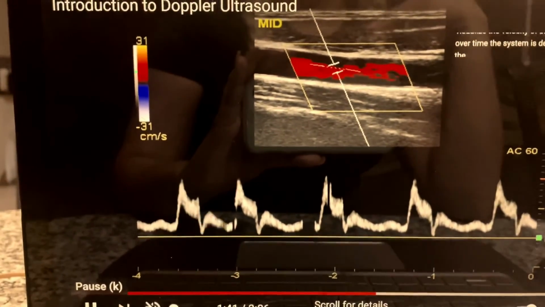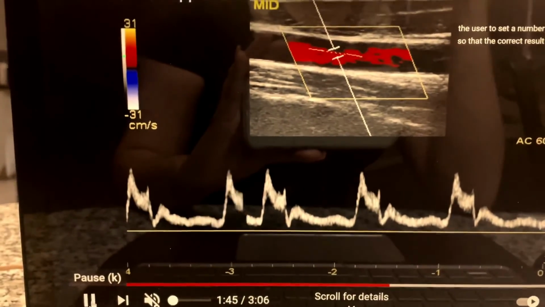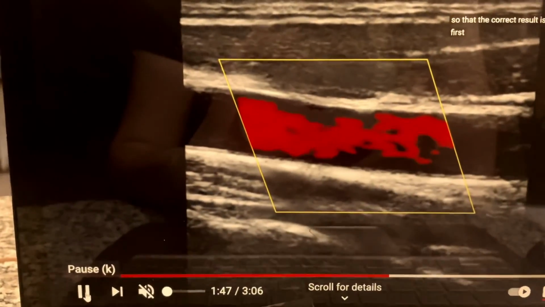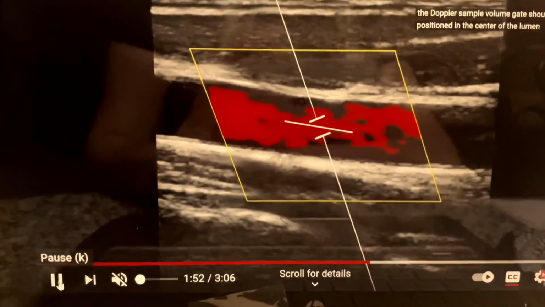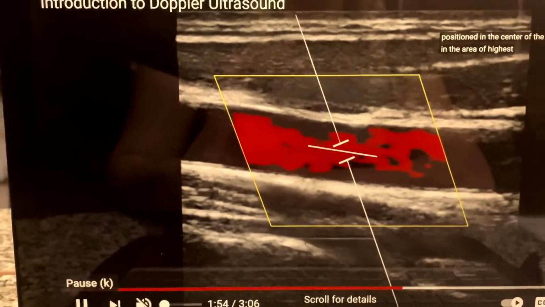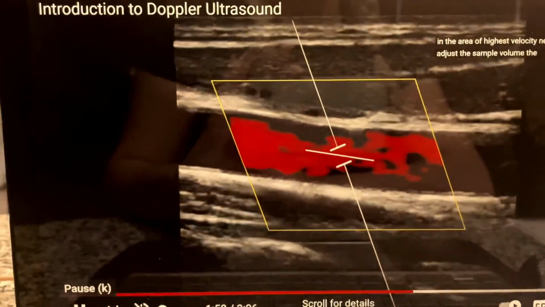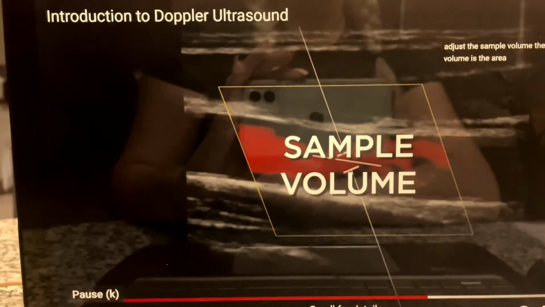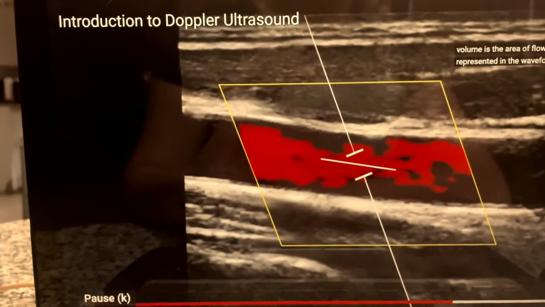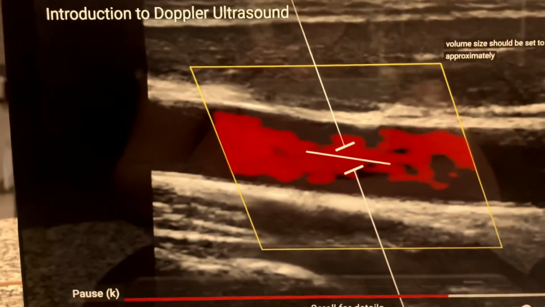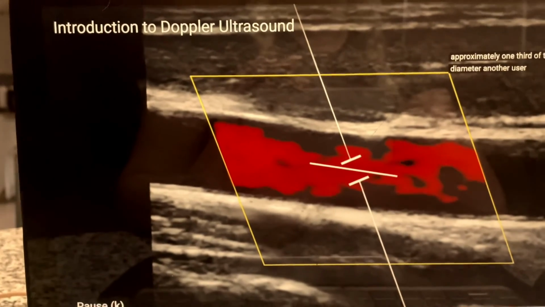Over time, the system depends on the user to set a number of parameters so that the correct result is displayed. First, the Doppler sample volume gate should be positioned in the center of the lumen, or the area of the highest velocity. Next, adjust the size of the sample volume. It's the area of the flow that will be represented in the waveform. The sample volume size should be set to approximately 1/3 of the vessel diameter.